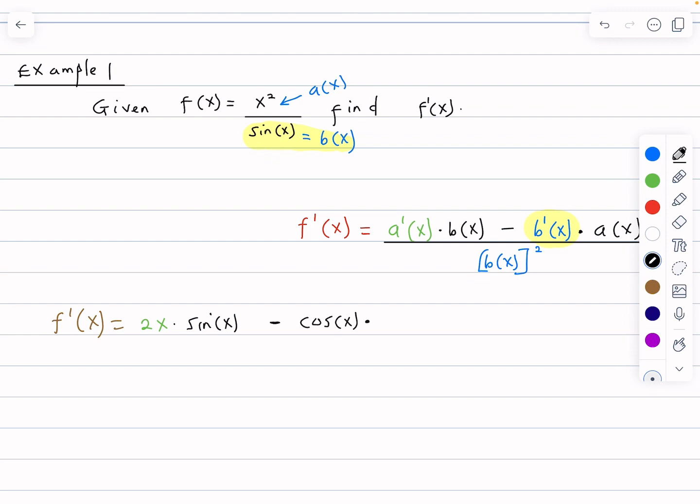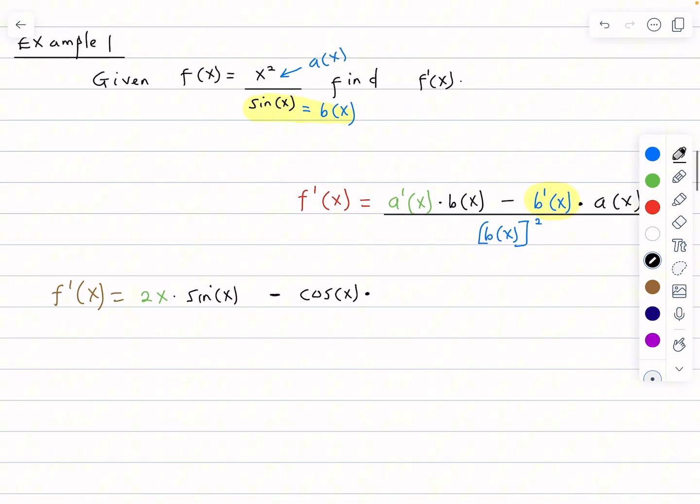Then I keep a of x just the way it is. So this is my a of x, which is x squared, over b of x squared. And b of x is sine x, so I have sine x all squared. So that's using the quotient rule. That's the derivative of that function.